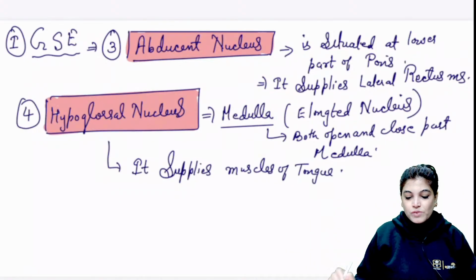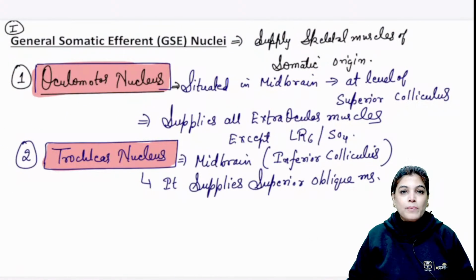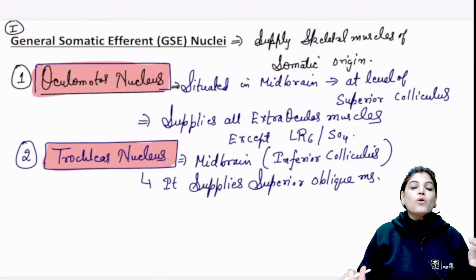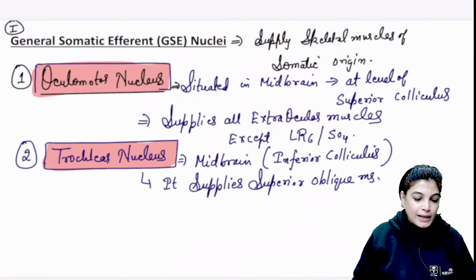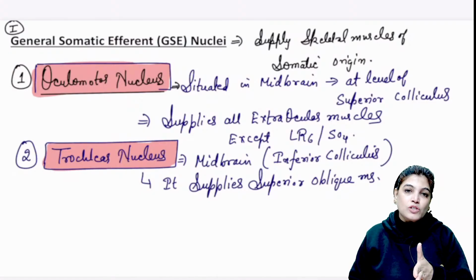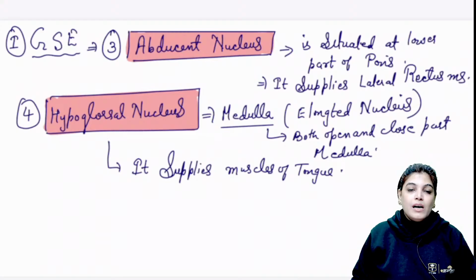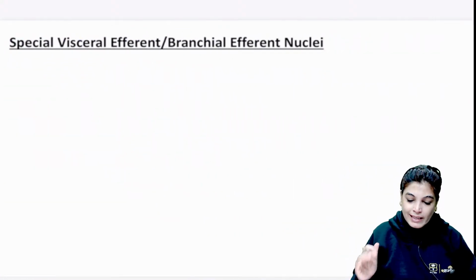So we have finished with the general somatic efferent. Everyone understood general somatic efferent? Can we go to the special visceral efferent component now? Okay, please give me a thumbs up. We have finished with the general somatic efferent. Now I am heading to special visceral efferent.